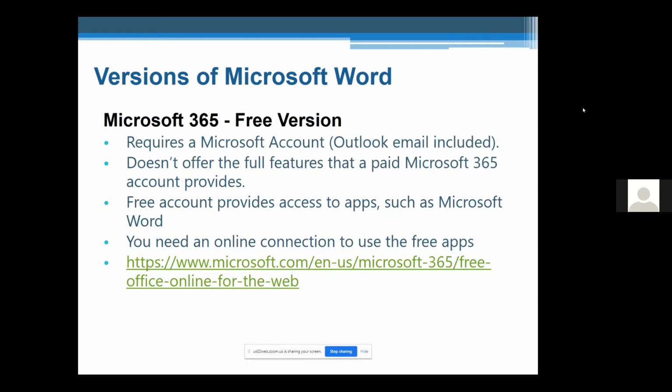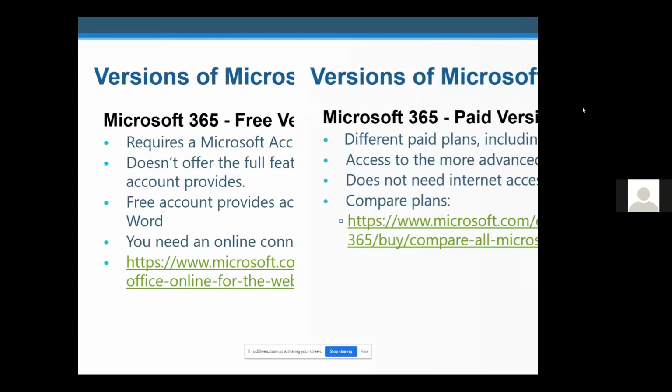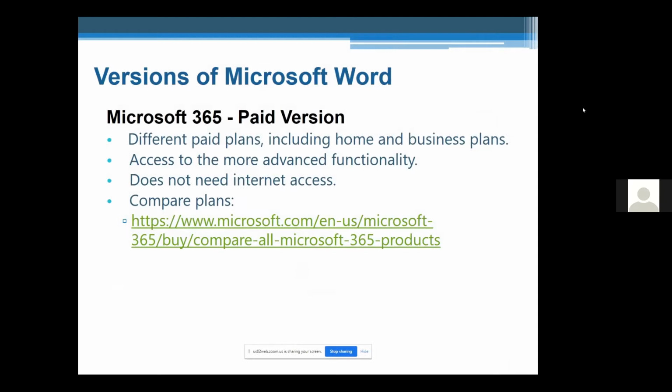You need to have internet access on whatever computer, and you have to sign in with your Outlook account, and then you can jump between the different things like Outlook and Word and everything else. It doesn't offer the full features of the paid Microsoft 365 account, but it gets you started, and you can start playing around with Word Online, basically. And then there's also a paid version, and there are different versions of a paid plan, which includes plans for home and for business. You have more advanced functionality with that, and you don't necessarily need internet access for it. You can do it offline as well.